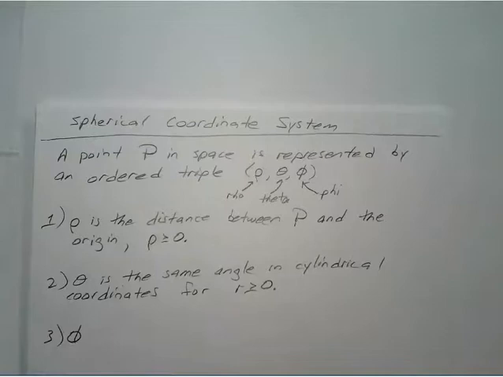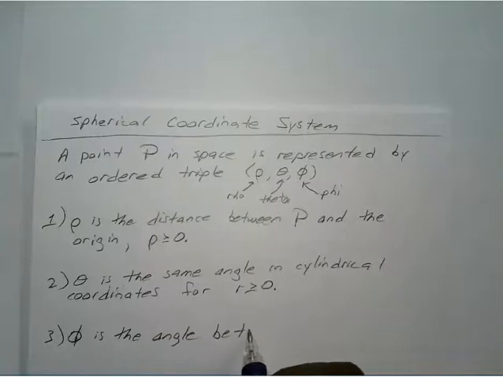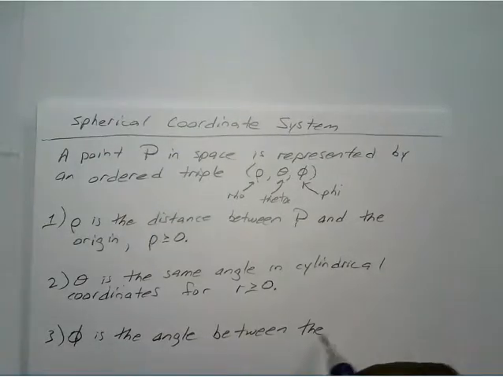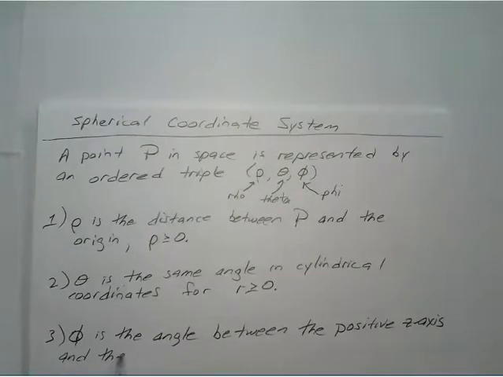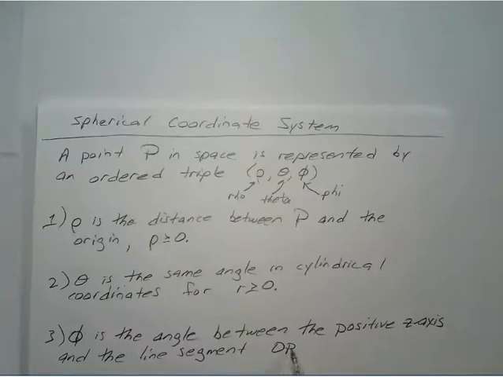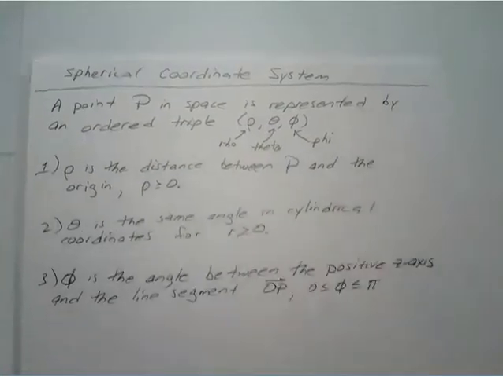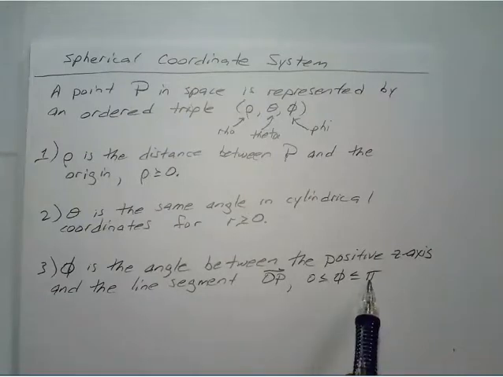Okay. Now your phi is the angle between the positive z-axis and the line segment from the origin to our point P, where phi is greater than or equal to 0, but it's not bigger than pi. Okay, it won't always be pi, but it's just that it can be no larger than pi.